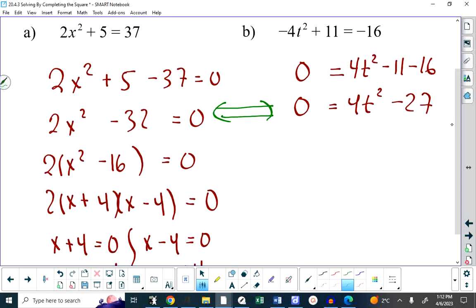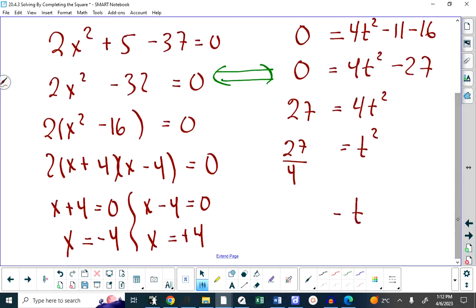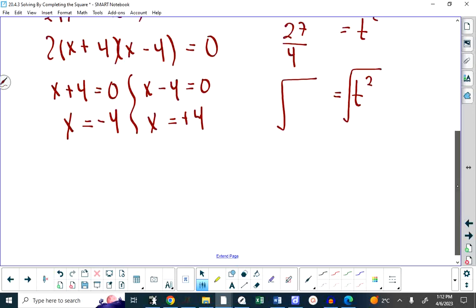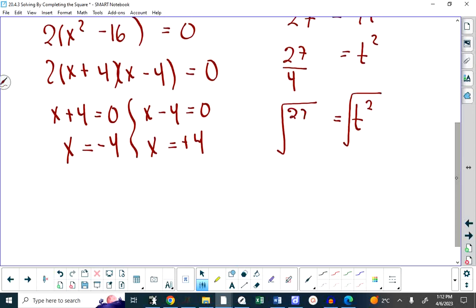Exactly. A we could factor, and in fact A was a type of question we've done before. B is not factorable. So how do we solve this? Well, we simply rearrange for t. I'm going to move the 27 to the other side and get 27 equals 4t squared. I can divide both sides by 4 and get 27 over 4. And now I can take the square root of both sides. When I take the square root of t squared, I guess I'll write square root t squared. I now have on the other side the square root of 27 over 4.